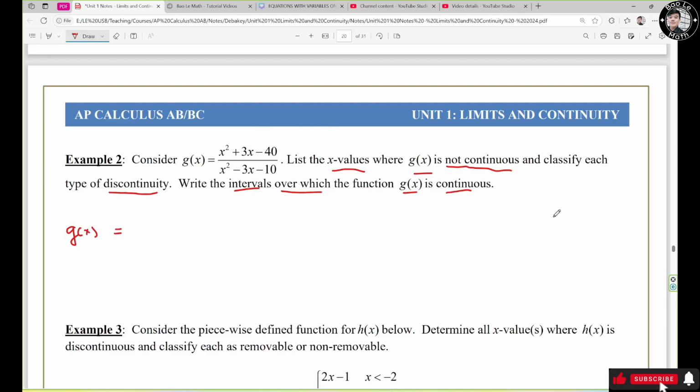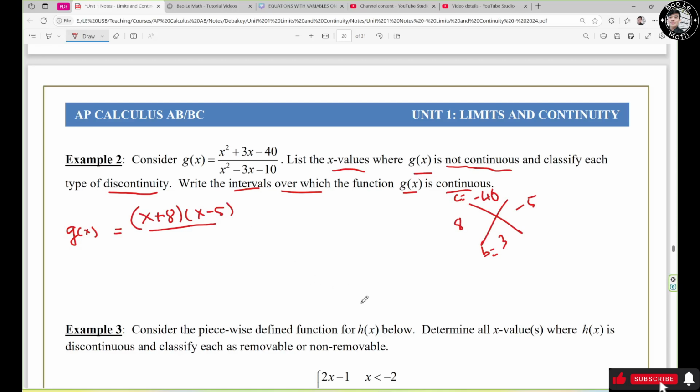On the top right here, I'm going to use the ac method, right? I need to put -40 on the top and 3 on the bottom, right? This one is c, this one is b. You need to find 2 integers that multiply to -40 and add up to 3. It's going to be 8 and -5, right? So on the top it should be s plus 8 times s minus 5.